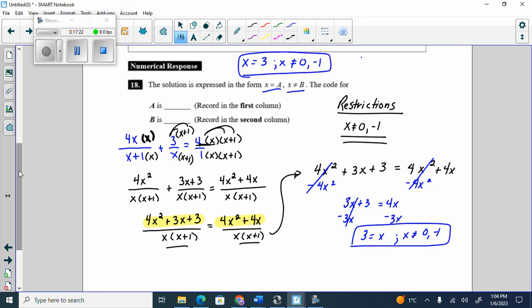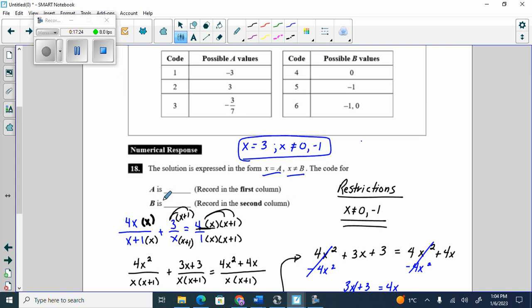I'm going to scroll up for codes. So x equals a is the first code, so it equals 3. So that's code number 2. And then x can't equal b. B is negative 1 and 0, so it's 6. So if I filled in my numeric response boxes, fill in left to right, and only what you need to fill in, 2 and 6. I'm going to fix this 6. It doesn't look like 1. Yeah, a little better.